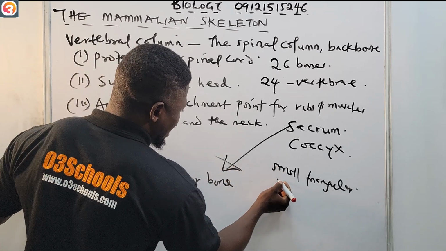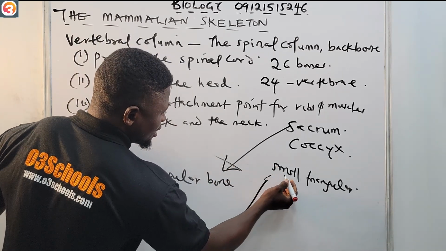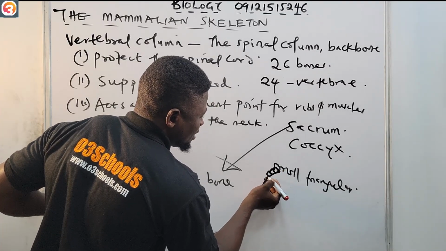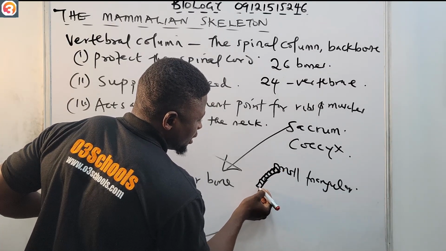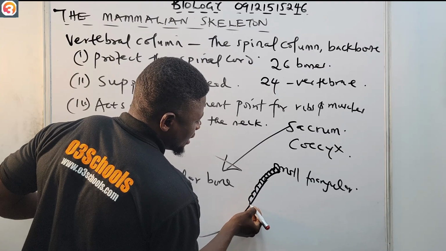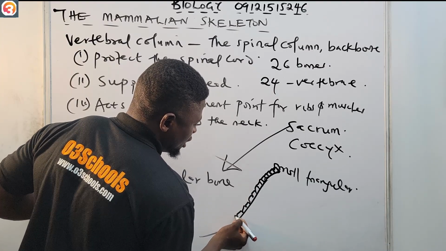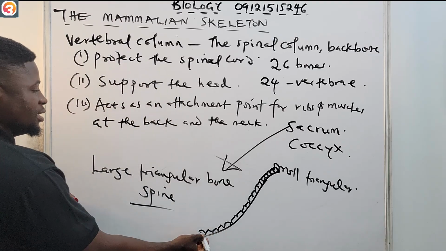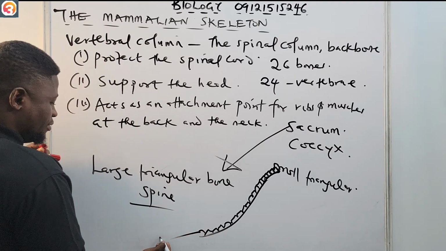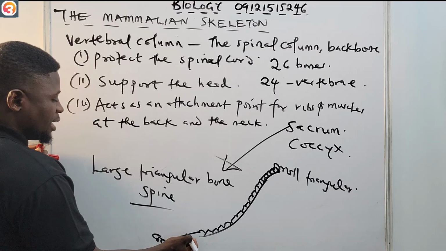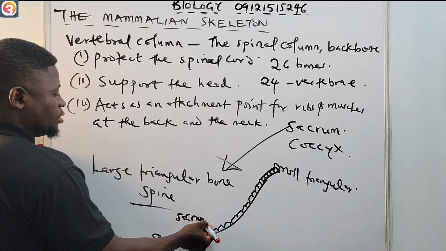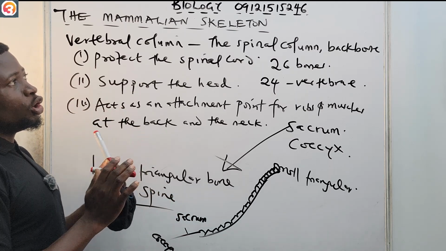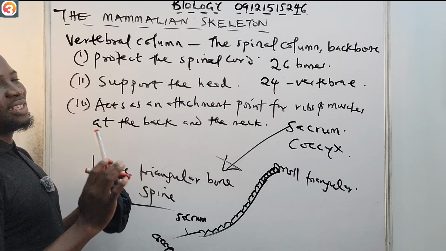Like we said, it's slightly curved and looks like this, with bones stacked on top of each other. So this is how the vertebral column looks. At the end here is the coccyx, while somewhere here is the sacrum. We are going to look at it very soon, so please ensure you take note of all of these about the vertebral column.